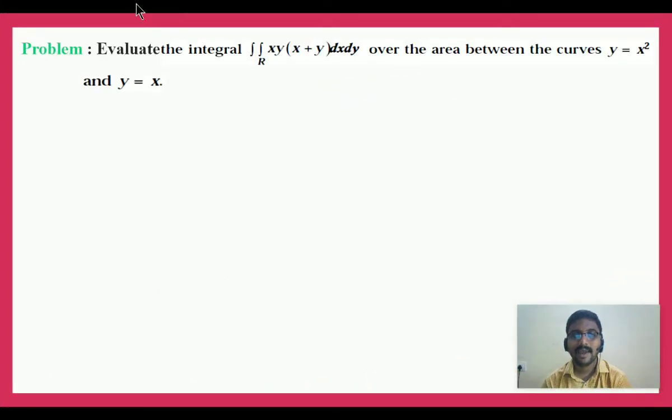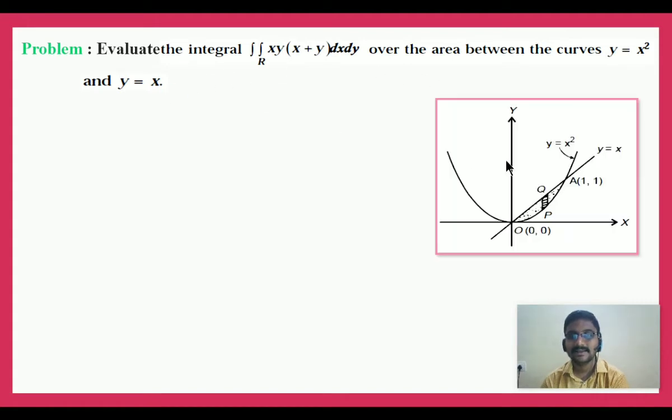Another problem: evaluate the double integral over R of xy into x plus y dx dy over the area between the curves y equal to x square and y equal to x. So this is the rough sketch of the region. Y equal to x square is nothing but the parabola, and y equal to x is the line which passes through the origin. So the dotted part is the closed region.